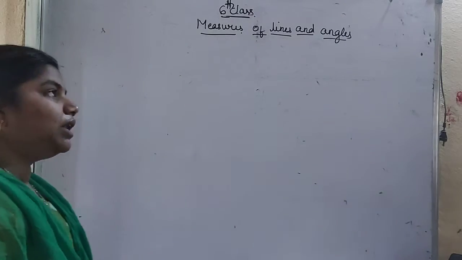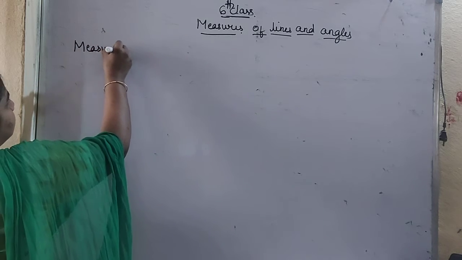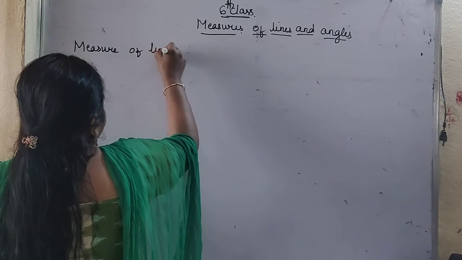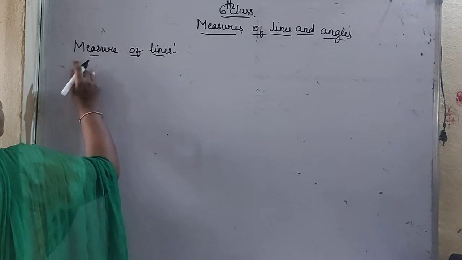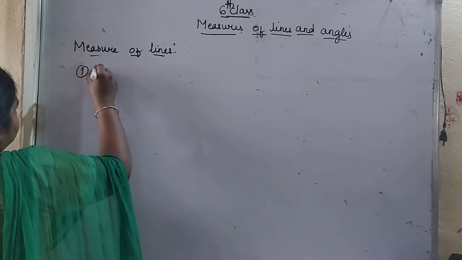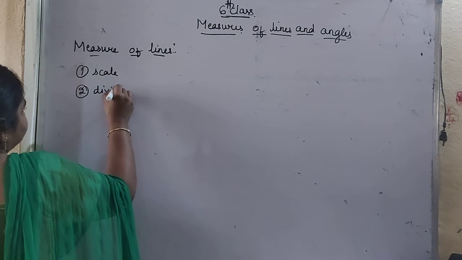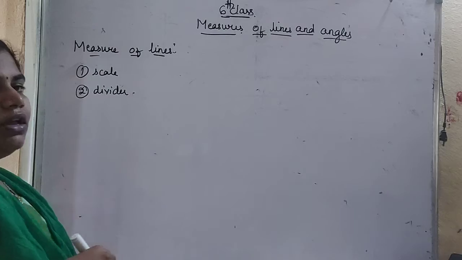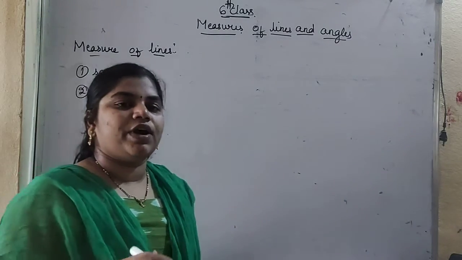So how to measure the line, we will see. We can measure the line with two methods: by using a scale, and the other is by using a divider. So we can use a scale for measuring the line and also we can use a divider.